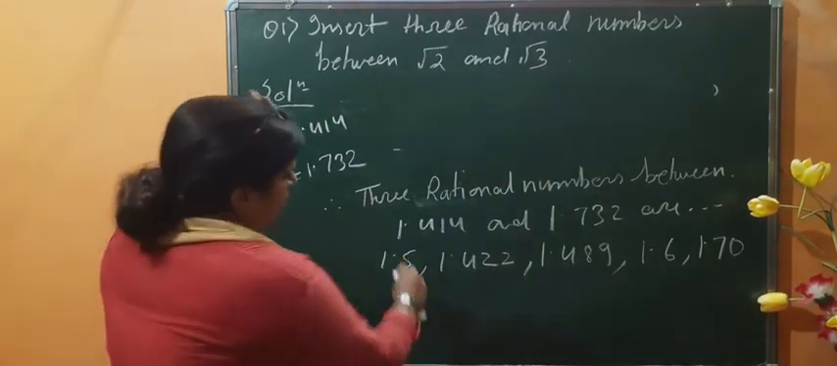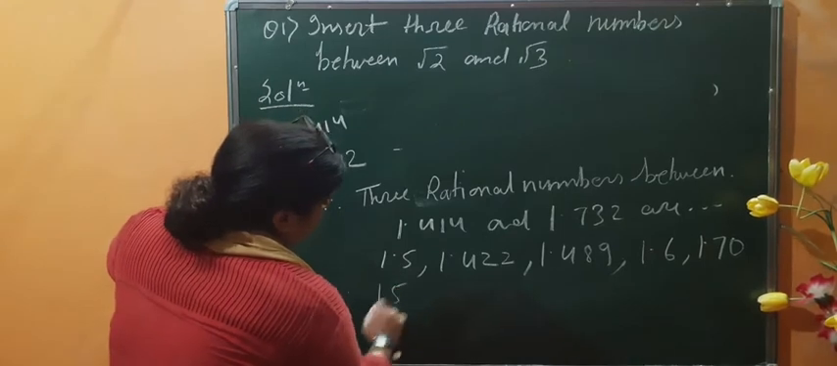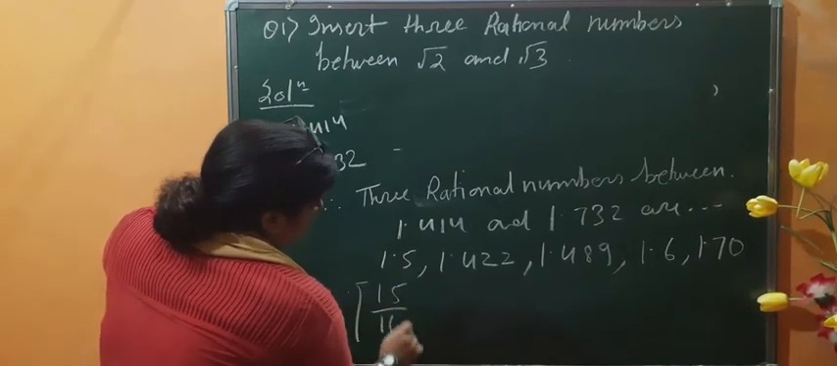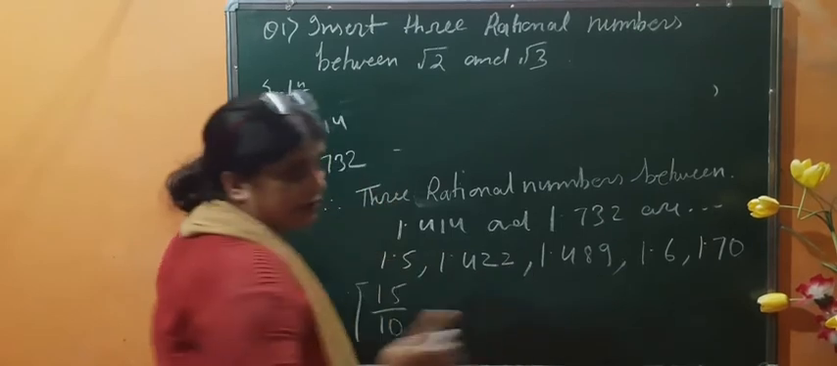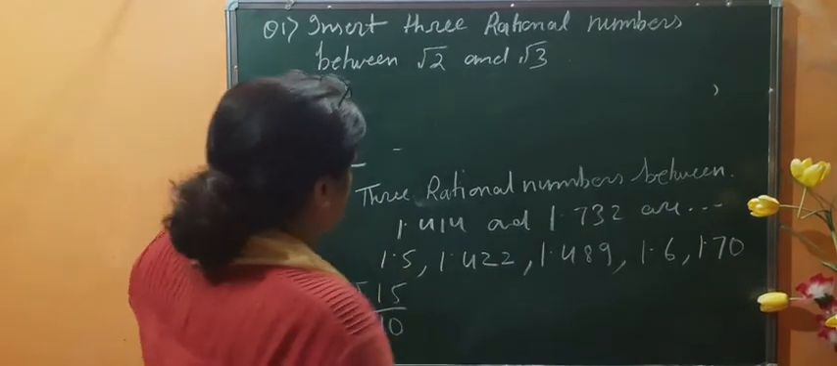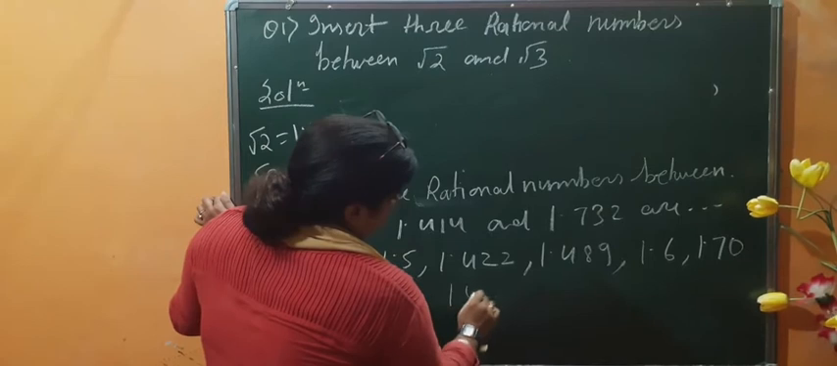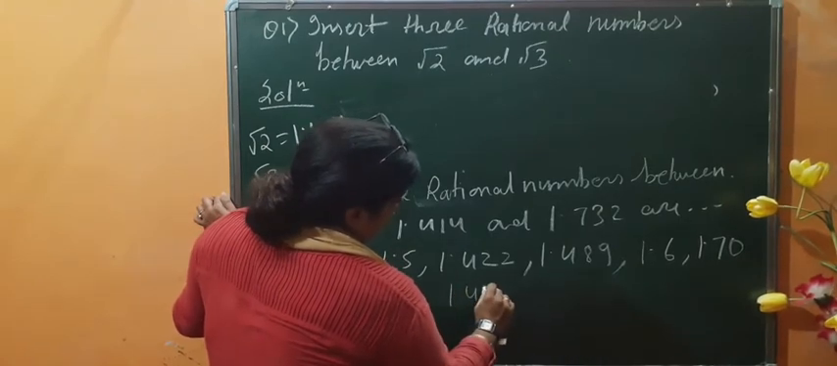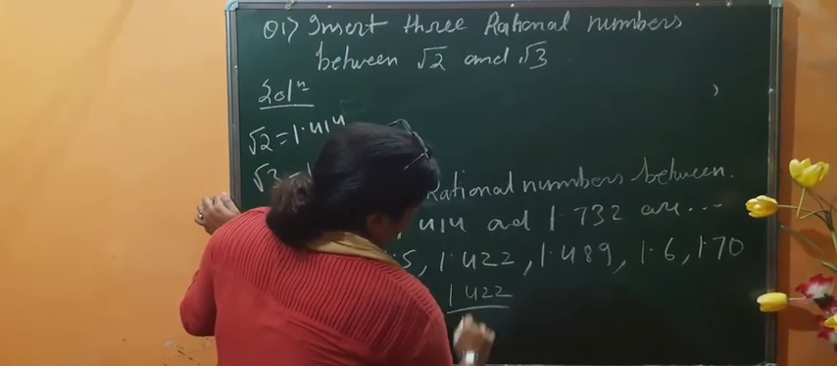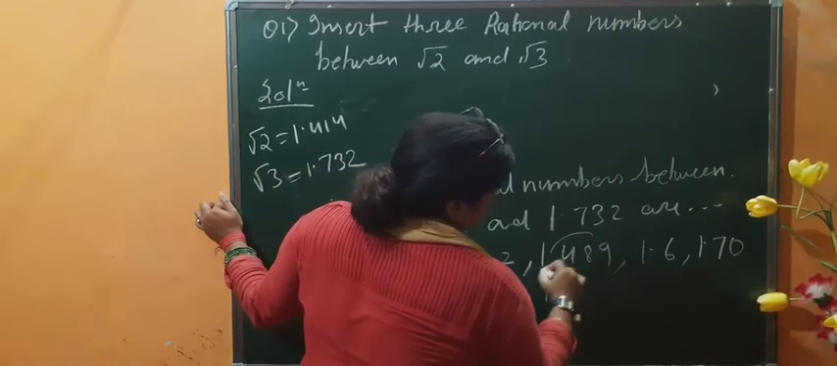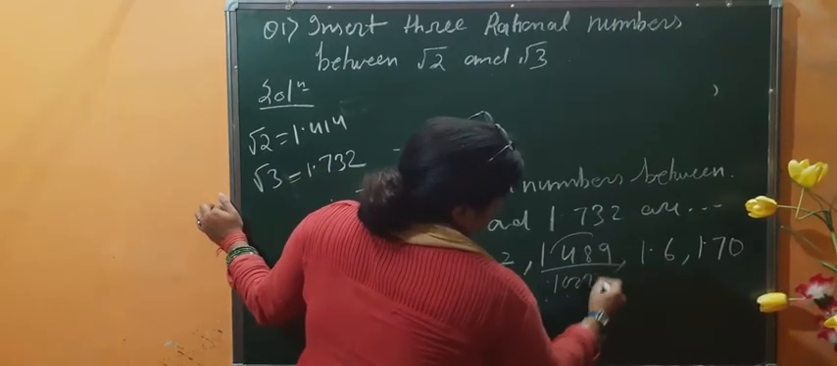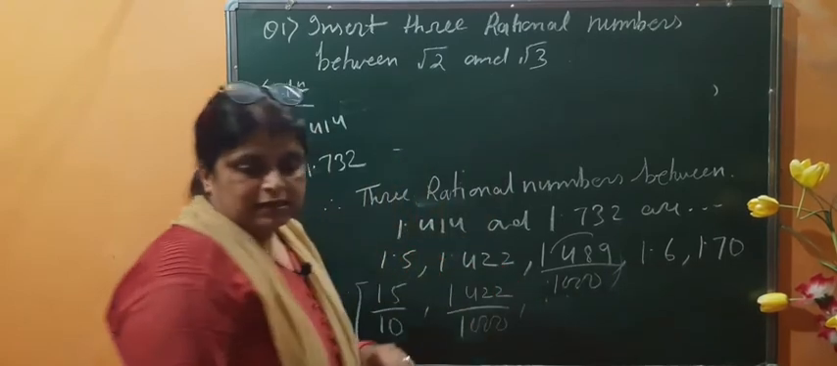Okay, if we want, we can convert it as 15 by 10. How can we check this is a rational number? 15 by 10. You can't put the dot dot dot sign, otherwise it will become an irrational number. Instead of writing 1.422, you may write 1422 by 1000. Because we are removing the decimal sign, we got 1000. So these all are rational numbers between these.